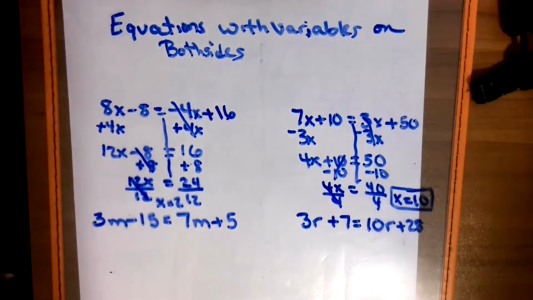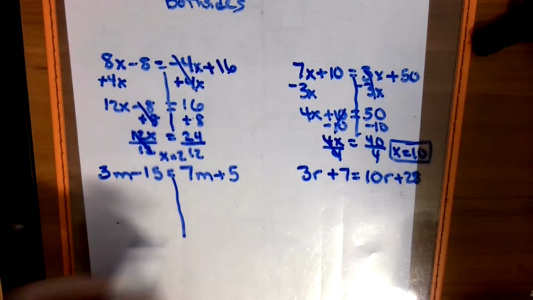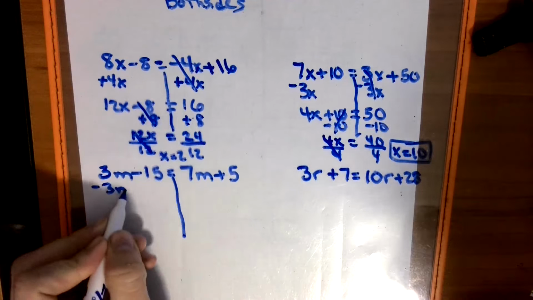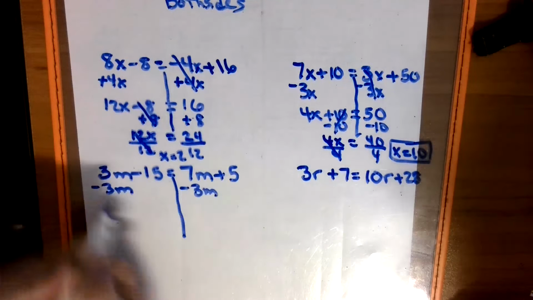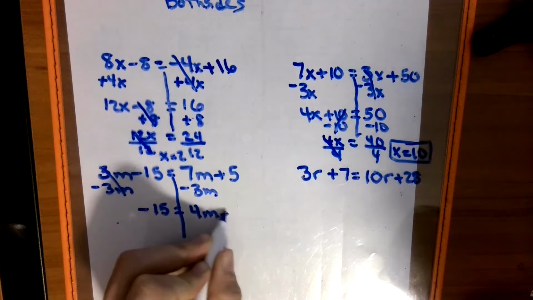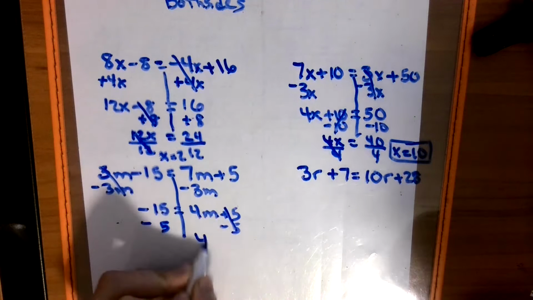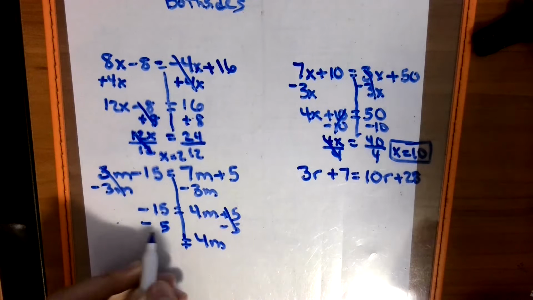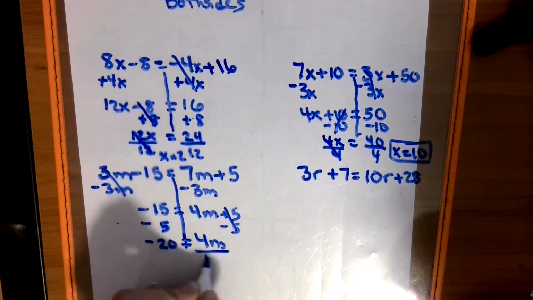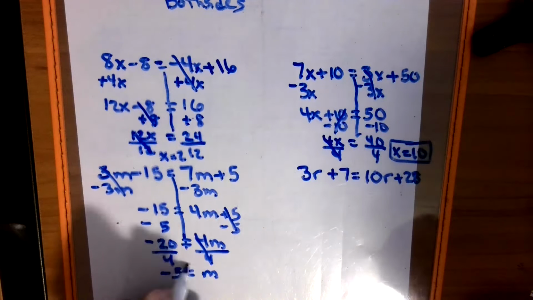Down here a little bit farther down, draw our line down our equal sign. This 3m is smaller, so I'm going to bring it this way by subtraction. Leaves me with negative 15 equals 4m plus 5. Subtract out the 5, negative 20 equals 4m. A negative and a negative make a bigger negative when you're adding them. And we'll divide by 4, m equals negative 5.